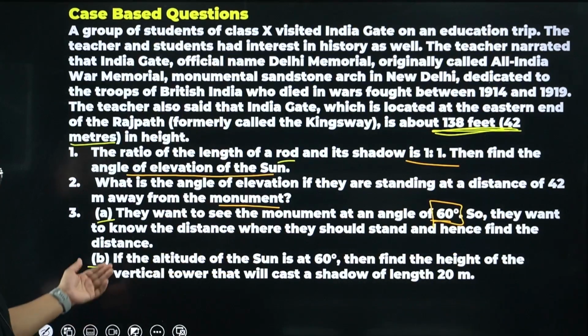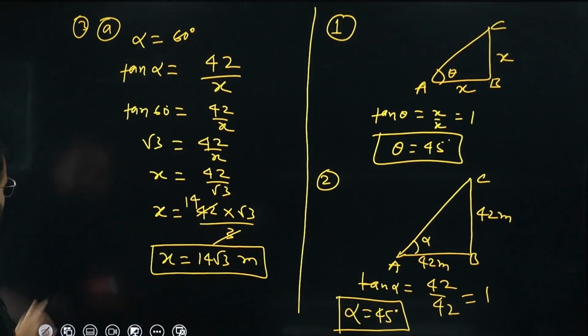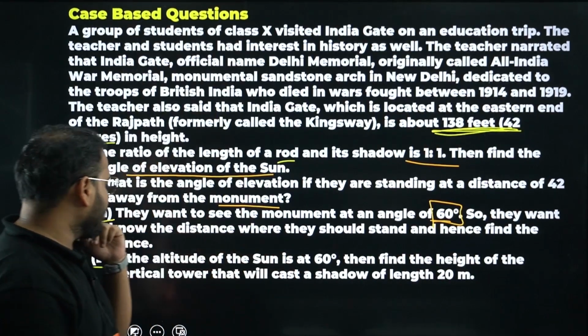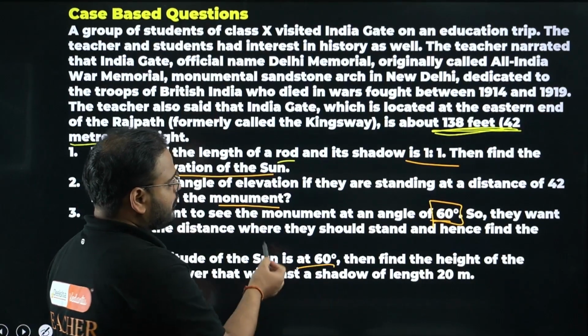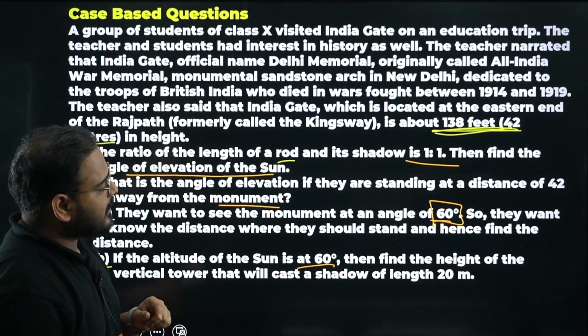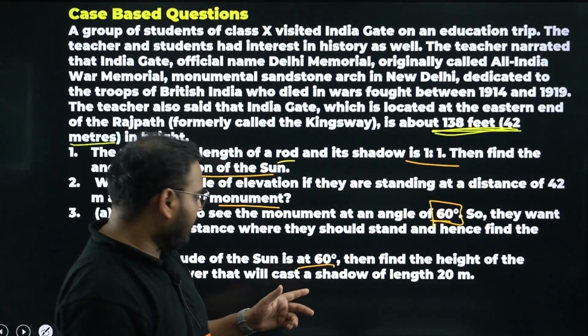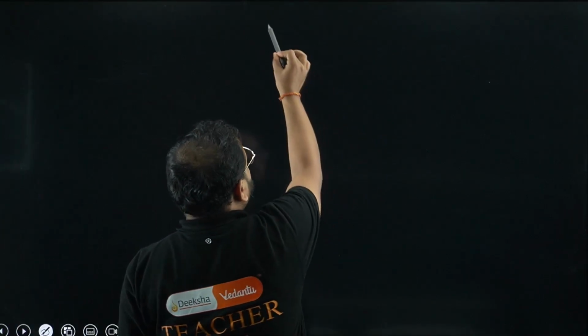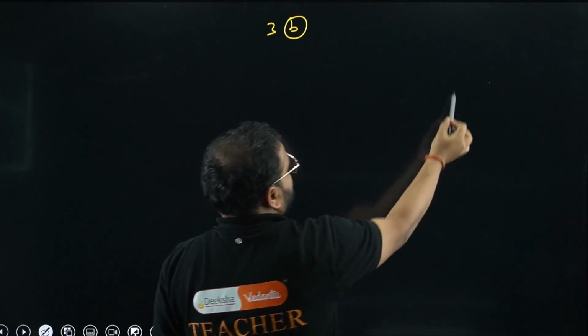Next what? Part B. This is 3 part A. I'm looking for part B. If the altitude of the sun is 60 degrees, which means the angle of elevation is what, sir? 60 degrees. Okay. Then find the height of the vertical tower. This is another tower like that. Please check. So this is 3B, sir. This is a tower like this.